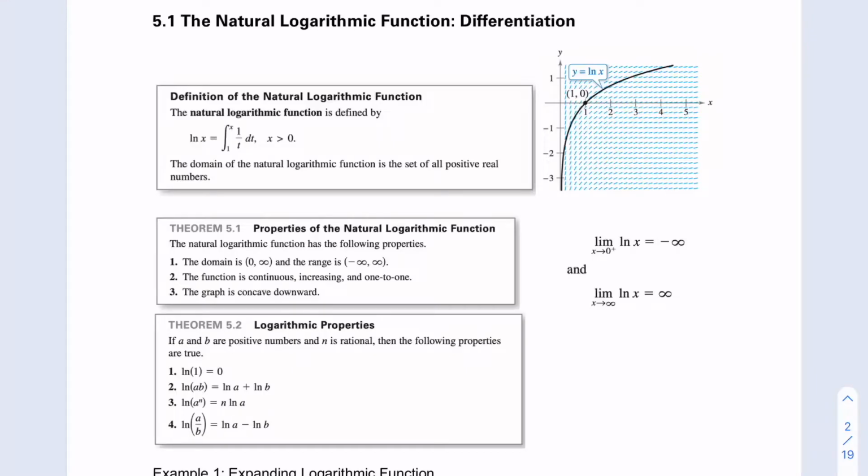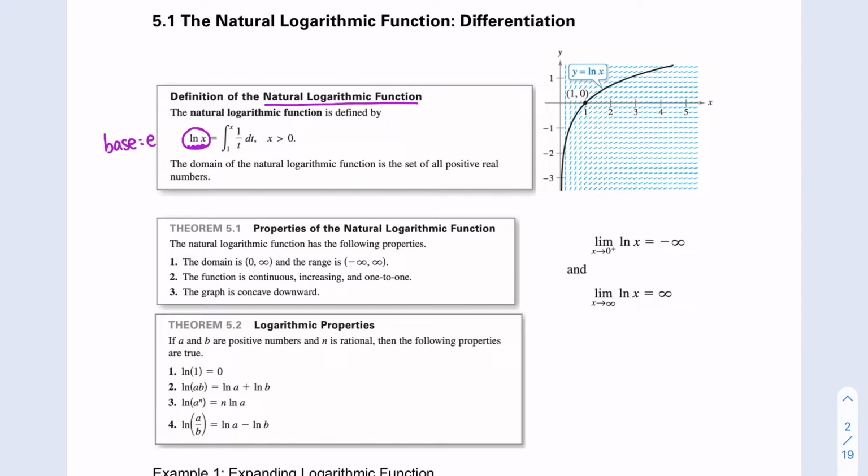Today we are going to go over 5.1, the natural log function, differentiation. How do we take the derivative of the Ln function? The definition of the natural logarithm function is given here, Ln of x. This is what we call the natural log function, and the base is e.